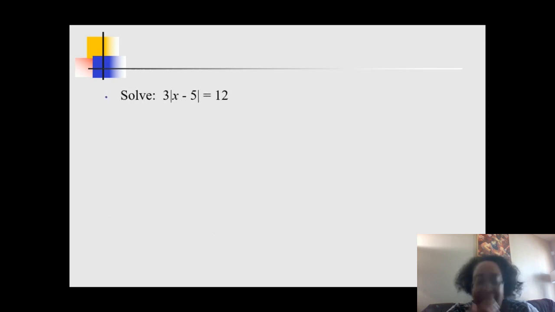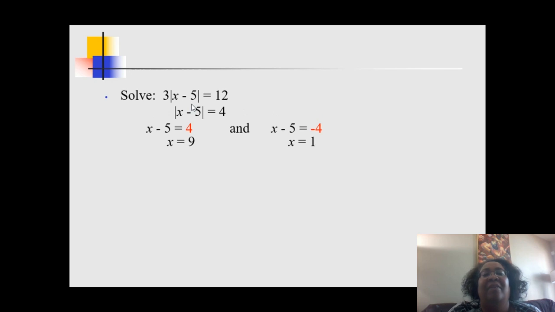All right, now let's isolate this one. And on this one, because 3 is being multiplied by the absolute value, it hasn't been isolated yet. So you have to divide by 3 on both sides. And then once you have that absolute value isolated, you're going to do positive 4 and a negative 4.